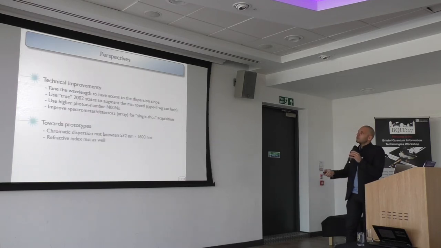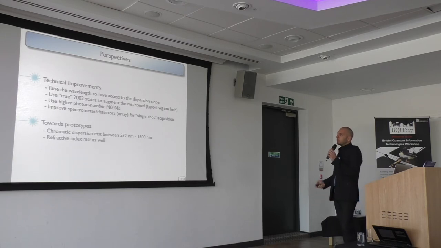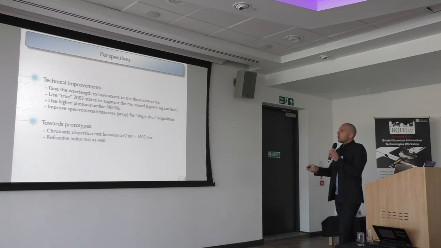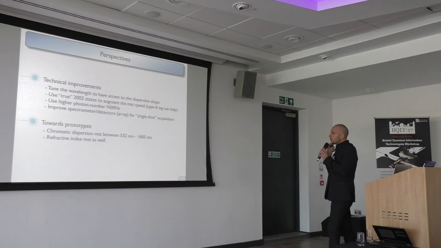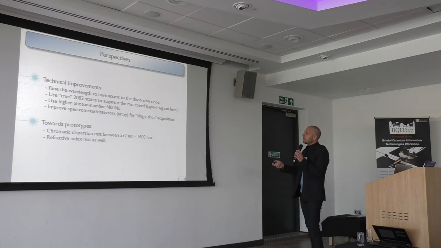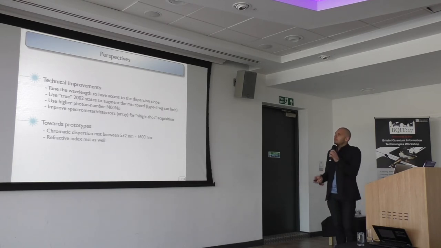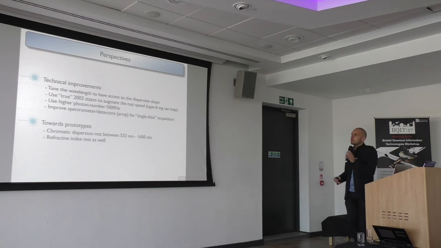So to go further, we can also, of course, make technical improvements. Tune the wavelengths to have access to the dispersion slope, which is of great interest for fiber optic manufacturers, I would say. We could also use a true two-photon NOON state to augment the measurement speed. For instance, a type 2 waveguide could help in this perspective. Also, we could use higher photon number NOON states. And also, we could improve the spectrometer and the detectors, notably an array of detectors for single-shot acquisition instead of repeating the measurement all the time.